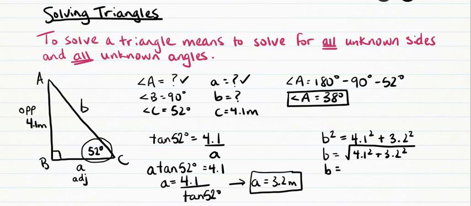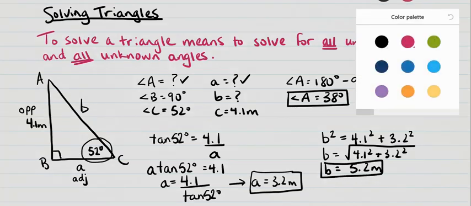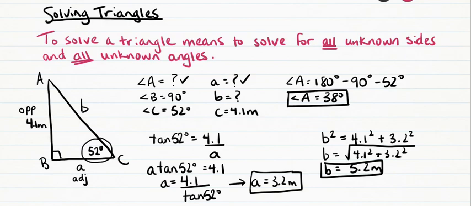And if we punch that into our calculator, we get side B is about 5.2 meters. Okay, so now that we have our angle A, our side A, and our side B, we've solved for all of the unknowns that we originally had at the beginning of the problem, which means we have now solved the triangle.